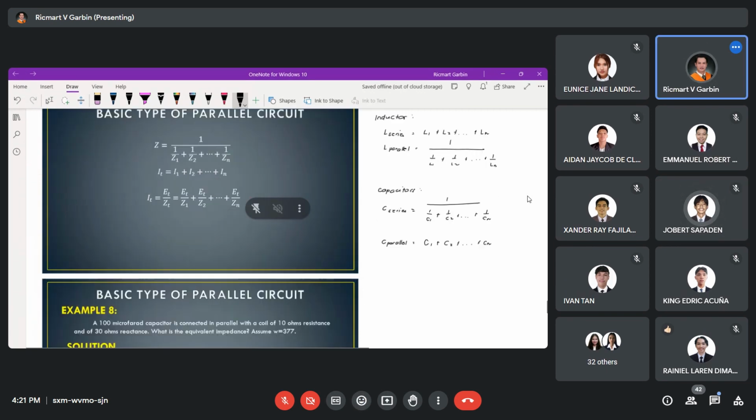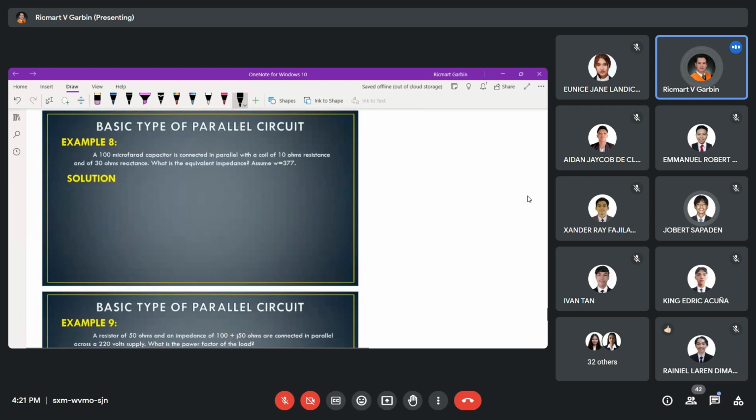Okay. So say for example, we have here a 100 microfarad capacitor connected in parallel with a coil of 10 ohm resistance and 30 ohms reactance. So what is the equivalent impedance assuming that our omega is 377? So paano daw natin ito isosolve? To solve this, i-drawing muna natin yung ating circuit.